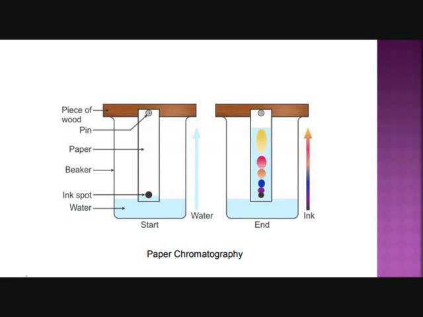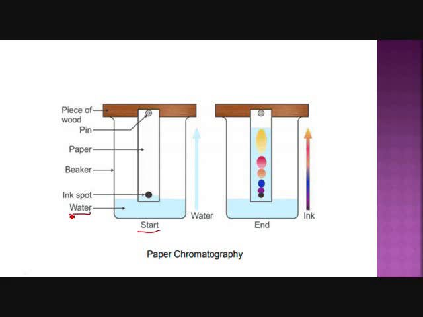We're going to use dyes. This is what it looks like at the start, where you'll put a dot. You want to make sure that your solvent, in this case just water, doesn't cover your spot, so they have just ink. The reason for that is because the ink might float into the water instead of crawling up the page.